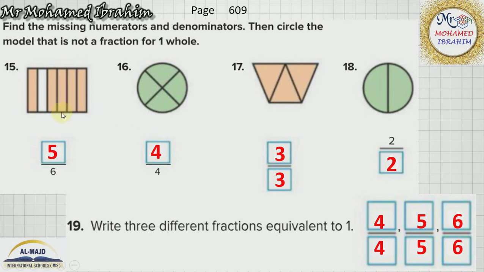What is the shape which doesn't express a whole number? Yes, very good. It's 5 over 6. 5 over 6 is not a whole number. But 4 over 4 gives you 1, and you know 1 is a whole number. Write three different fractions equivalent to 1. I told you that any number over itself gives you 1. So 4 over 4 equals 1, 5 over 5 equals 1, 6 over 6 equals 1.